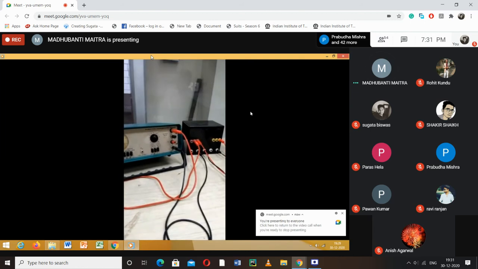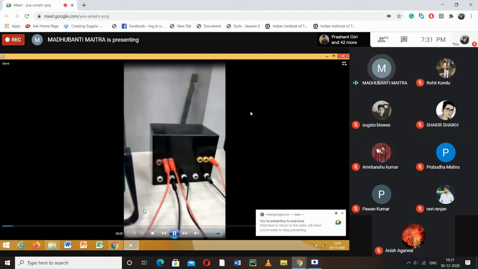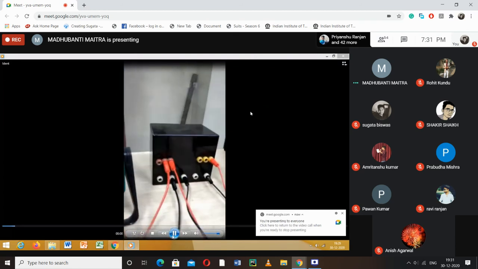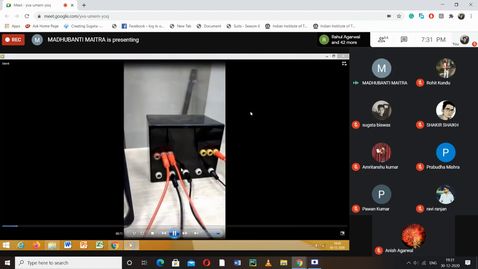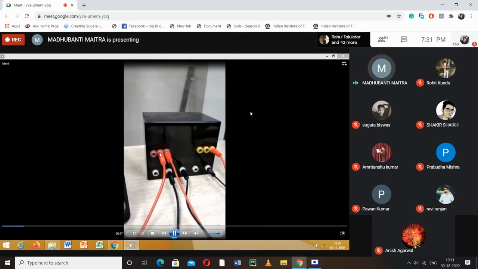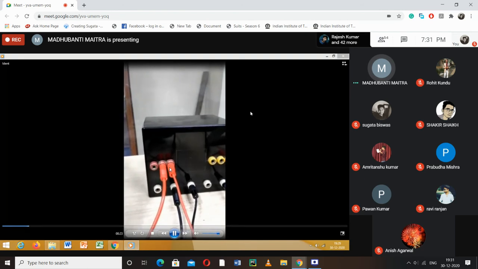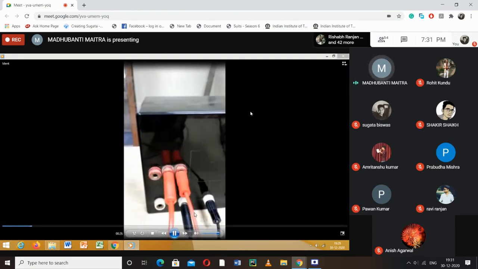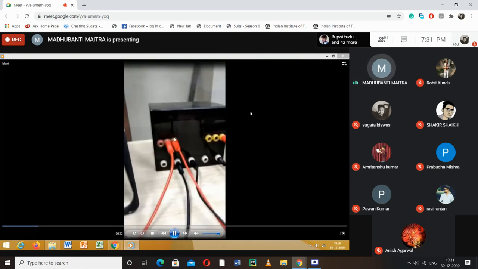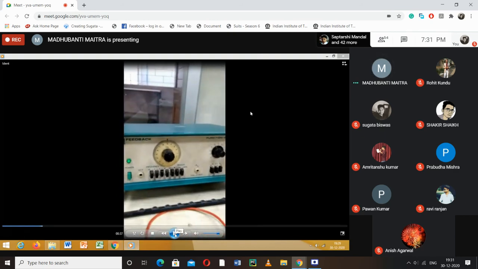Can you see this? Yes, ma'am. This is the audio frequency oscillator. This is the system. These are the input points, right? One cable is coming from the audio frequency oscillator, and the other one is the second one. This one is going to the oscilloscope. This is the ground terminal, and this is the output from the system. The system is not known to us.